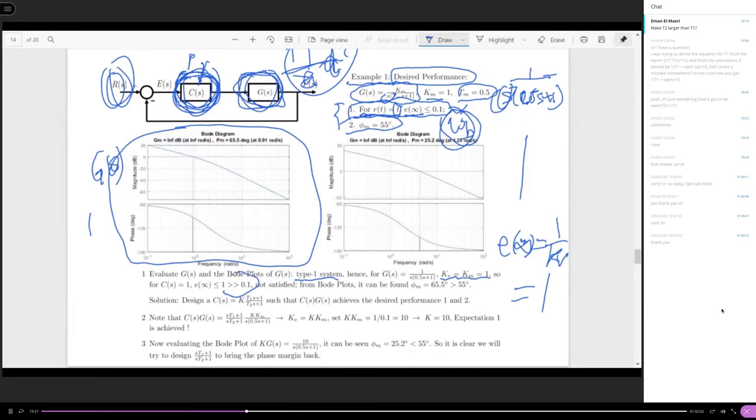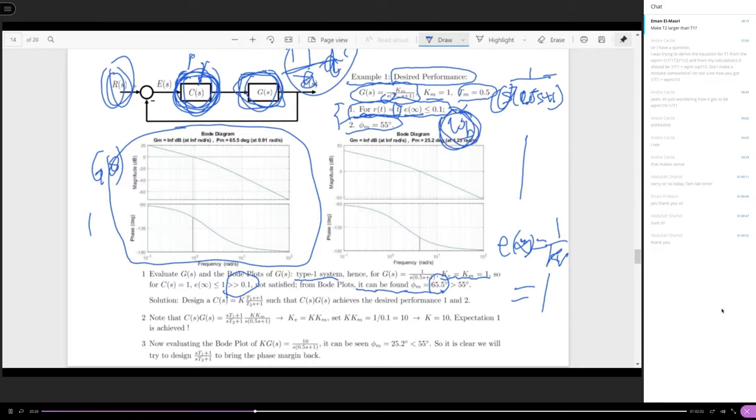So that's going to be equal to 1. That is way larger than the 0.1. Not acceptable. So now you can see that the plant itself does not satisfy the performance expectation. We need to do something, right? And from the Bode plot, it can also be found that the phase margin of the plant itself is actually 65.5 degrees, which is already larger than 55 degrees. So in terms of the phase margin, it is okay. That does not satisfy the tracking requirement, but it does provide enough phase margin. So now let's see how we can play that.